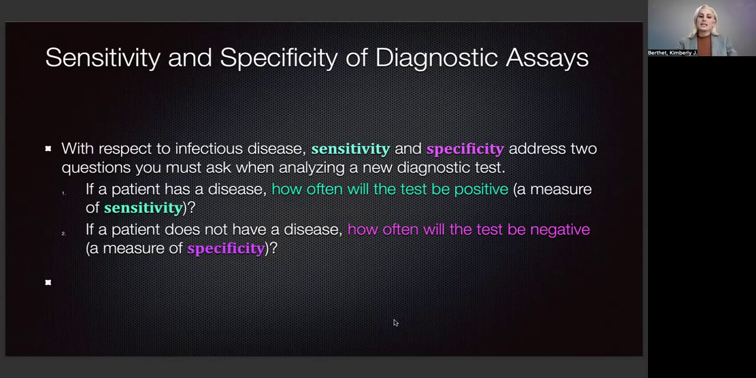Let's look at specificity on the other hand. This is another key player here. What you could ask yourself is, if a patient does not have a disease, how often will the test be negative? Because we don't want false positives. We don't want false negatives with sensitivity, and we don't want false positives with specificity. So that's really important for assay development and design.